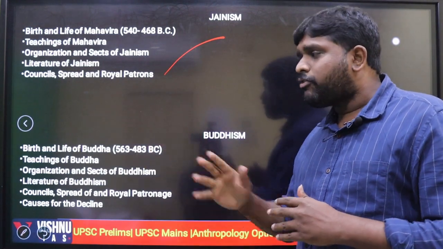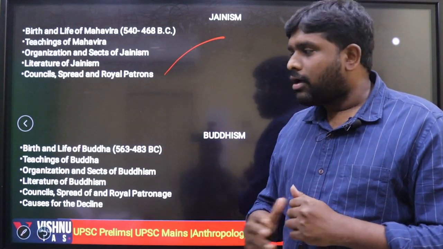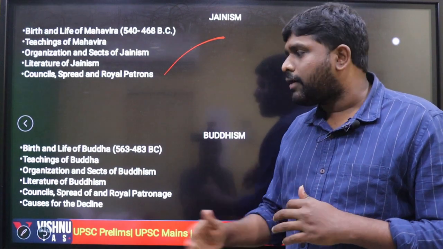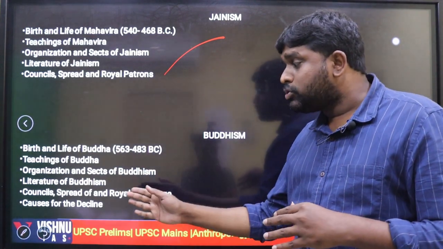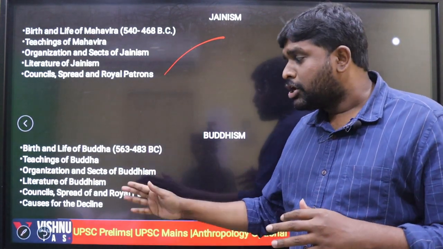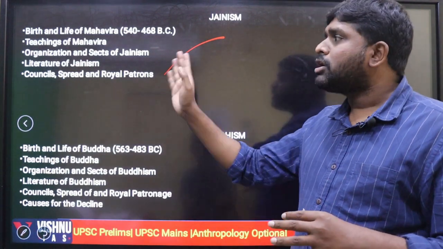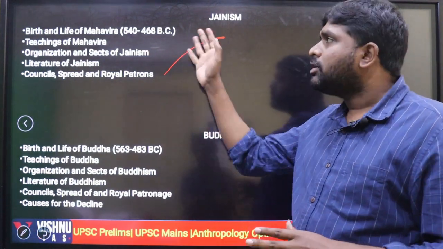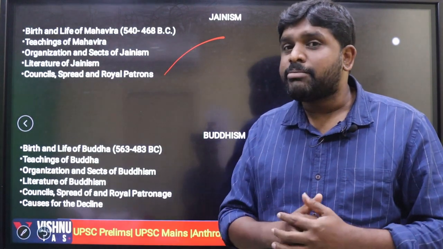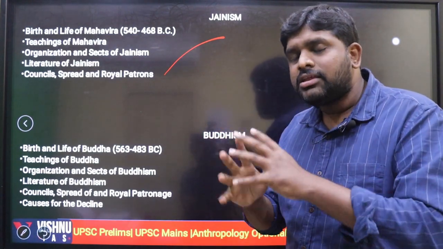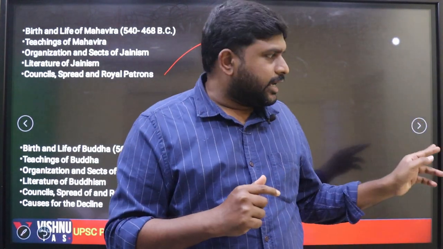Buddhism: birth and life of Buddha, teachings of Buddha, organization and sects of Buddha, literature of Buddhism, councils, spread of Buddhism, royal patronage, causes for the decline of Buddhism, causes for the decline of Jainism. This Jainism and Buddhism you have to be very much perfect. So these are the syllabus which are there in ancient India.